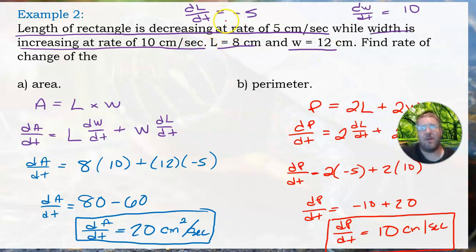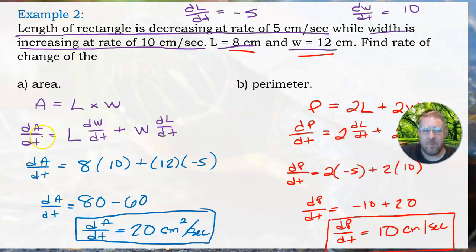So the first thing I did was identify what they gave me: dl/dt, that's the rate of the length with respect to time. And they also gave us the rate at which the width is changing over time, which was 10. So those are the 2 pieces of information they gave us, plus they told us the length and the width size. And then find the rate of the area. The area of a rectangle is pretty easy: length times width. We differentiate it, dA/dt, everything is with respect to time in this case. Notice this is the product rule: length times the derivative of width, plus width times the derivative of the length.